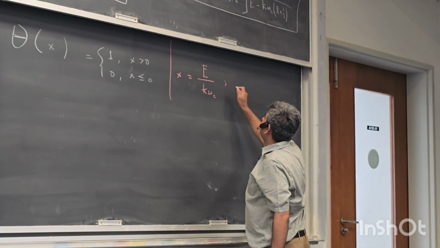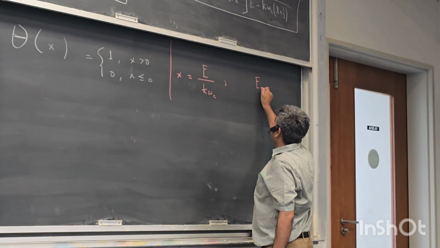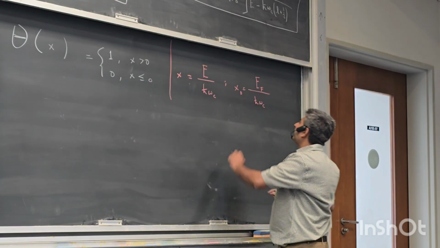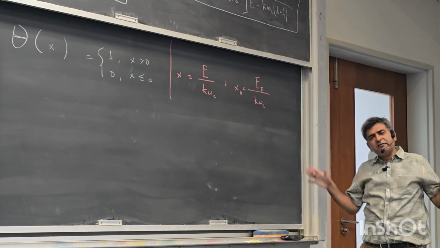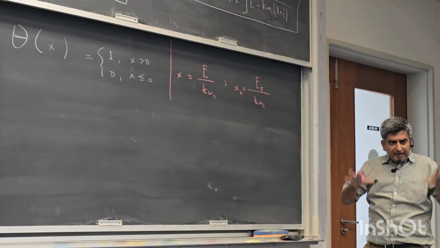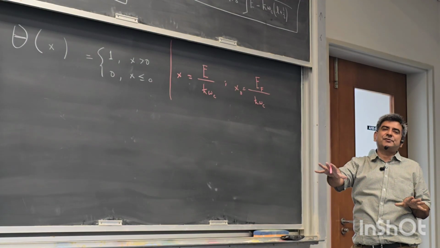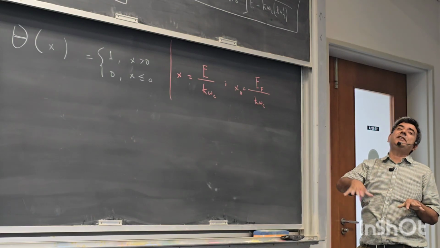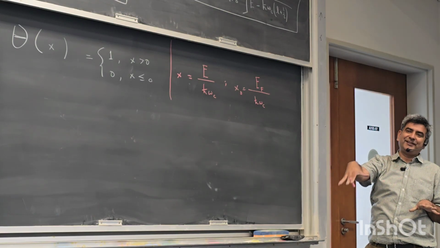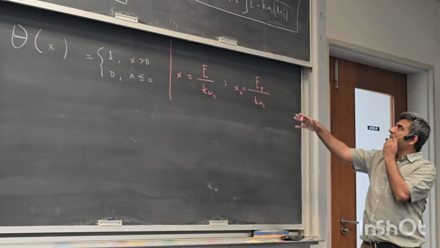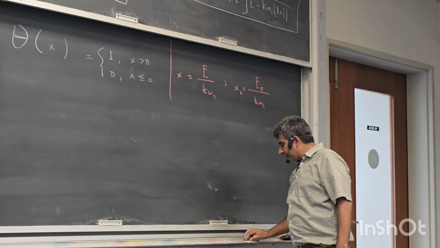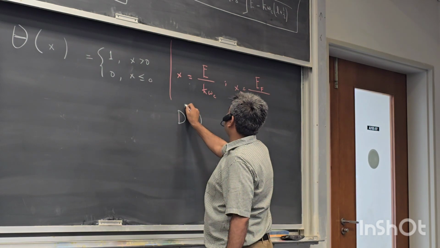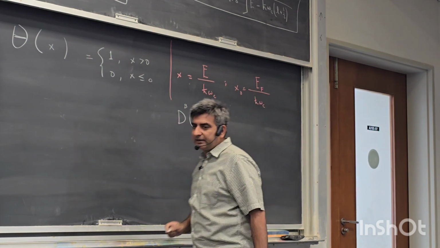I can also define EF over h bar omega c as x naught. Remember, when I just write EF, just bare EF, it's the Fermi energy in the absence of a magnetic field. The Fermi energy in the presence of a magnetic field does change. Keep that in mind. So when I do all of these substitutions, I can write my density of states in the presence of a magnetic field as, let me write down what I get.